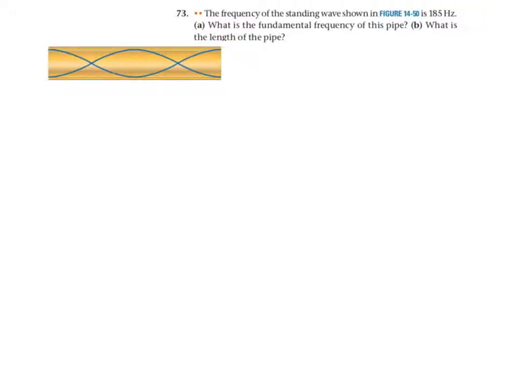Chapter 14, number 73. The frequency of the standing wave shown in the figure is 185 Hertz. What is the fundamental frequency of the pipe, and what is the length of the pipe? So this is a pipe which is open at both ends. It's a little weird because we have antinodes at either end, and we've been talking about nodes at either end.